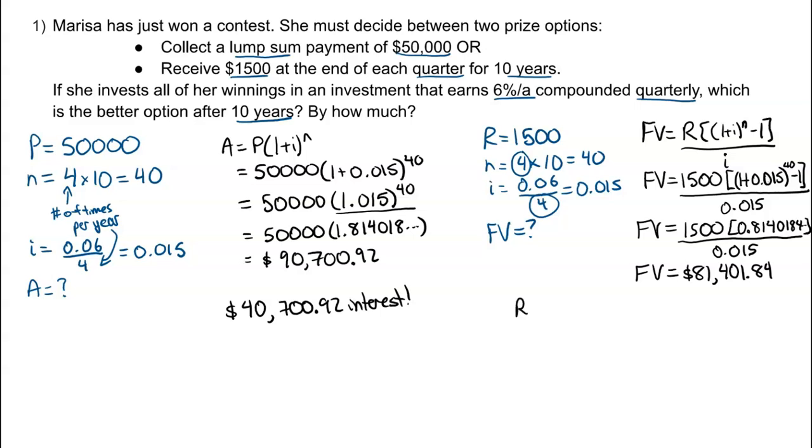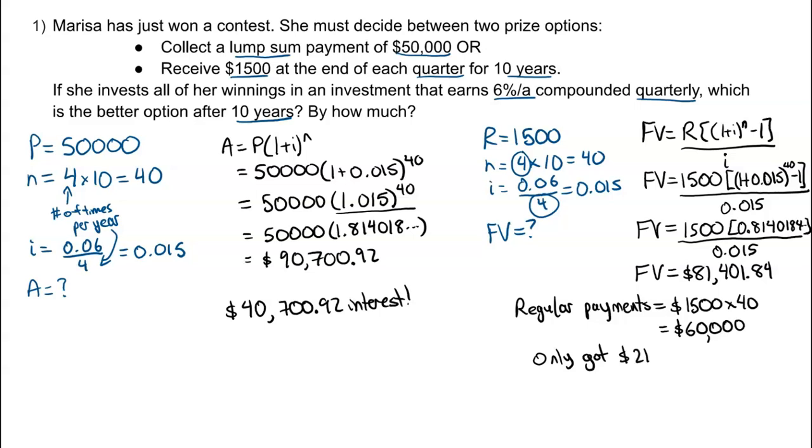The first difference is how much did she actually put in, or how much was she paid that she put into her account? Well, her regular payments were $1,500 and she was paid those 40 times. So she actually received $60,000 in this second case. You'd think that would amount to more, but she only gets $21,401.84.